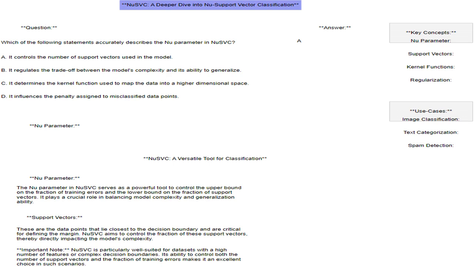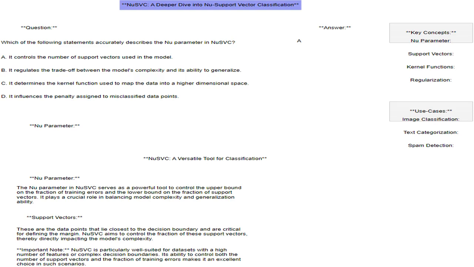Support vectors are the data points that lie closest to the decision boundary in a support vector machine, SVM. They are critical for defining the margin, which separates the classes in the data. In NuSVC, the nu parameter directly influences the number of support vectors used in the model. In image recognition tasks, support vectors help identify key features that distinguish different classes of images. By controlling the number of support vectors, we can create models that are efficient and accurate.